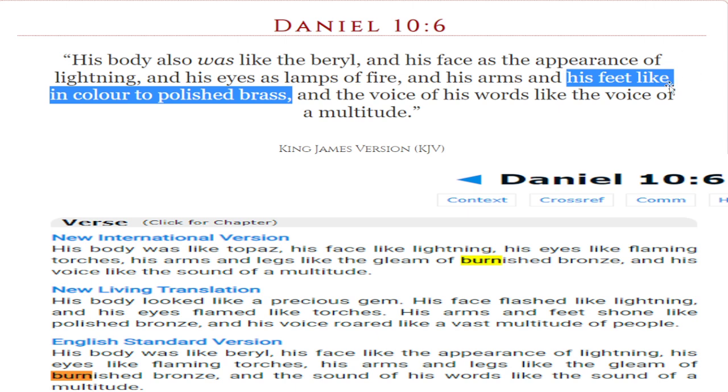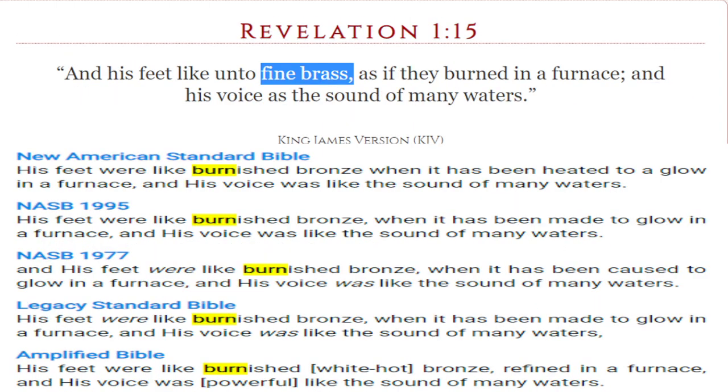Nonetheless, it says like polished brass. Other versions, his feet were like polished brass. Other versions, it says burnished bronze. Burnished bronze, right? Let's go to Revelation 1:15, which speaks about this as well. And by the way, this is talking about Yahweh Shai, who the world calls Jesus Christ. Real name, Yahweh Shai. This is who it's talking about. So when we go to Revelation 1:15, it says, and his feet like unto fine brass, as if they burned in a furnace, and his voice as the sound of many waters.